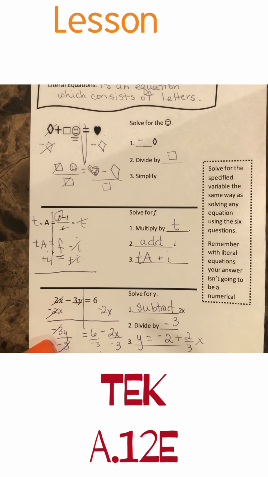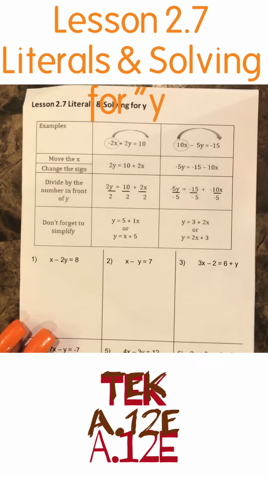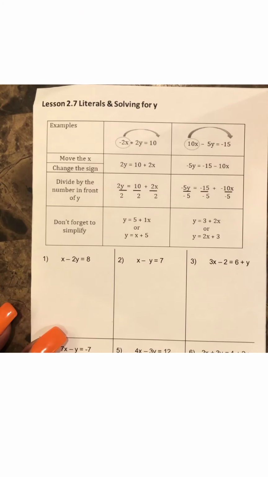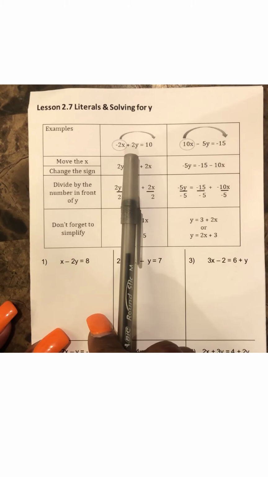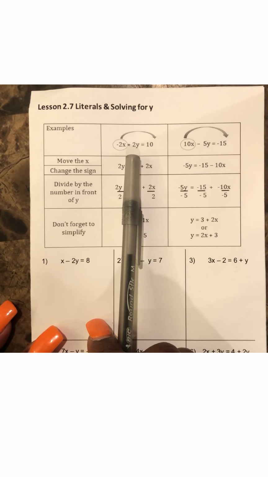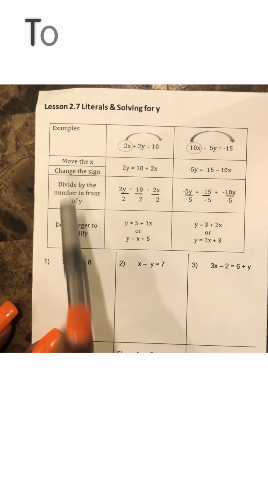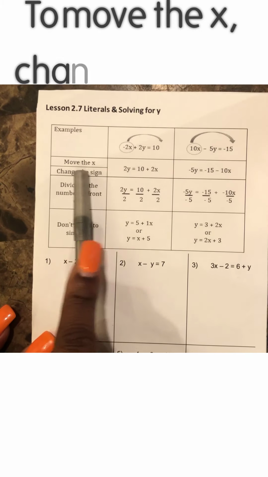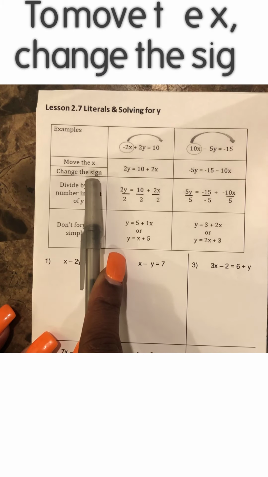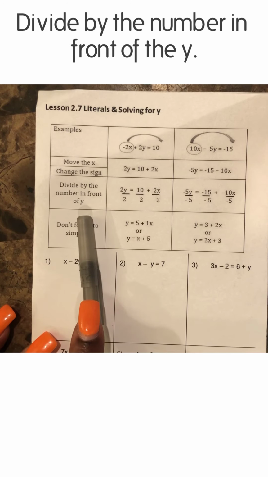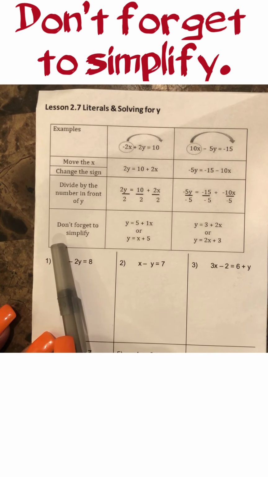Let's flip the page and look at our little jingle. So let's look at the first example that they give us. We have negative 2x plus 2y equals 10. And it simply tells us to move the x, change the sign, divide by the number in front of the y. Don't forget to simplify.